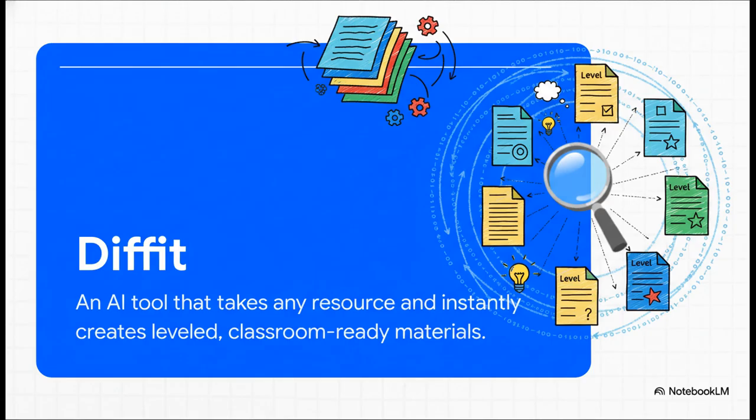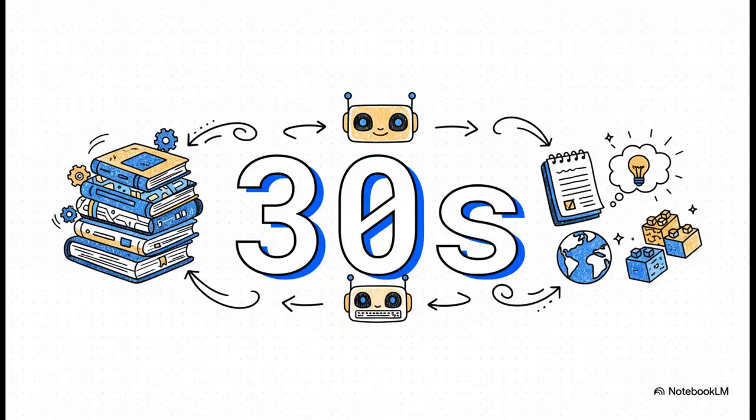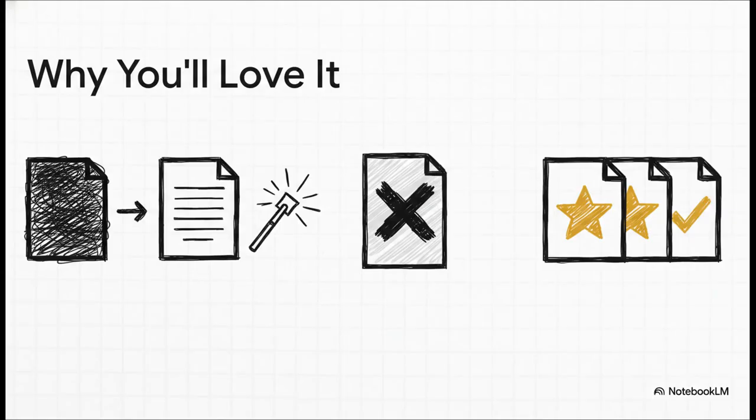So this is Diffit, and what is it really? At its heart, it's an AI tool that takes pretty much any resource you throw at it and, in a snap, transforms it into materials that are perfectly leveled for your students and totally ready for your classroom. And look, when I say instantly, I'm not kidding. We're talking about 30 seconds. That's it, 30 seconds to go from a super complex resource to a lesson you can actually use. That's wild.